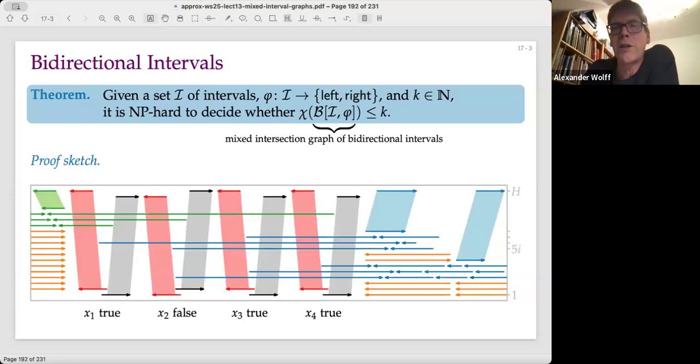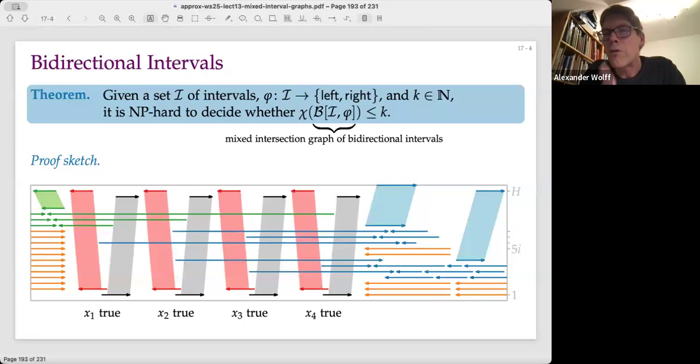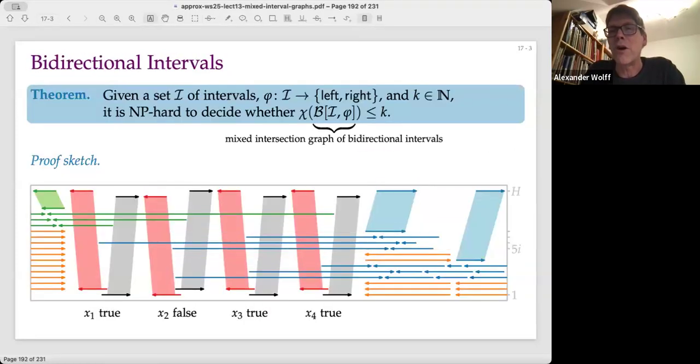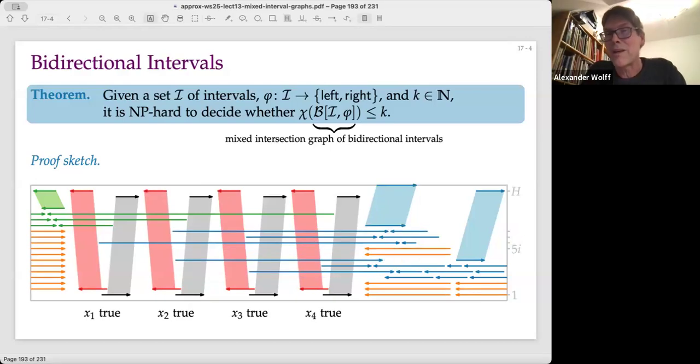Okay, and the construction, I will not go into details, but it looks very similar. You still have these gray and red parts that make a variable. You can move them up and down. I will do this here so that you can see what happens. And there are also clause gadgets. And if your clause is not satisfied, then it needs an extra track and therefore an extra color. And yeah, this is the decision problem.